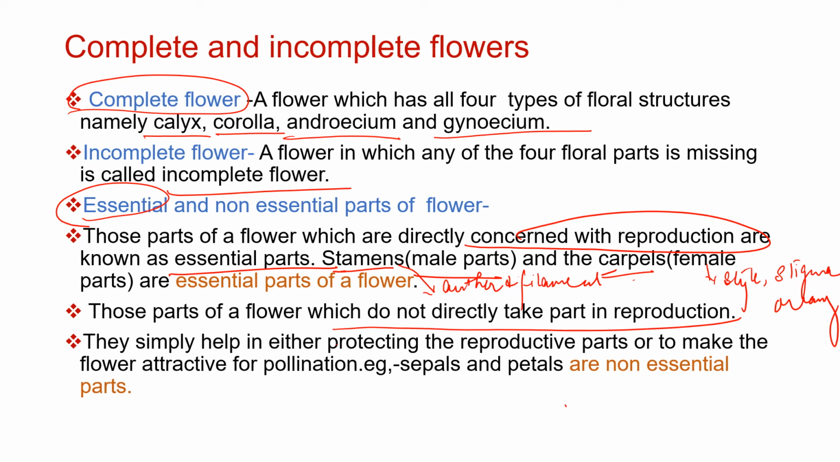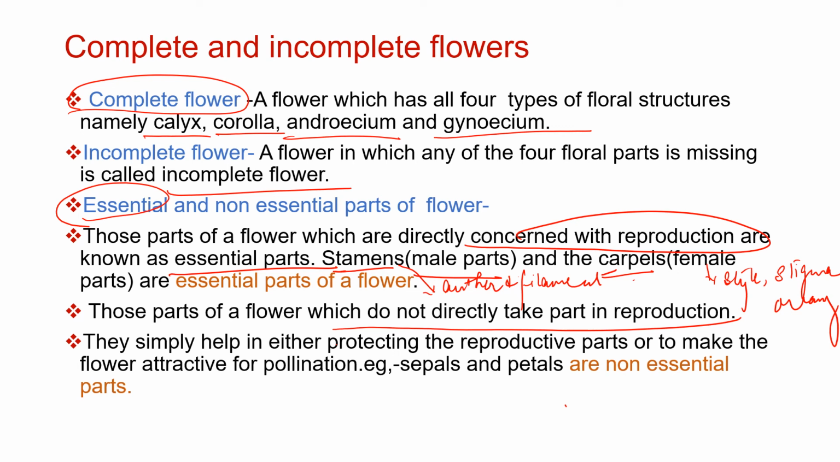They are making the flower more colorful, so that these petals, if they have different beautiful colors, and if they have the fragrant liquid which produces smell, they'll attract insects. So they are non-essential parts, but they are helping the pollination process. So these are the non-essential parts.